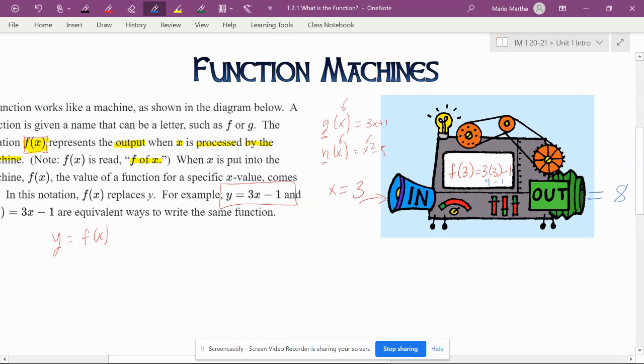So again, y equals f of x, and that's equal to 3x minus 1. If I were to graph this, the input is 3 and the output is 8. So it would be a point at (3, 8) somewhere on top right there. That will be part of the function itself.